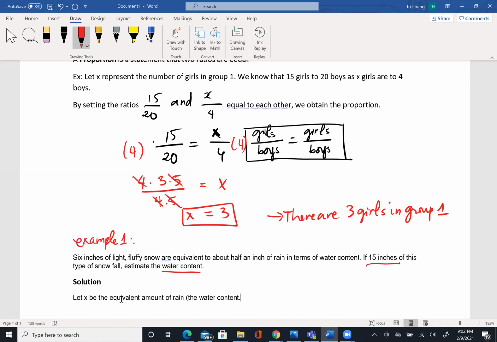So then we have 6 inches of snow to 1/2 inch of rain, as 15 inches of snow to x inches of rain.